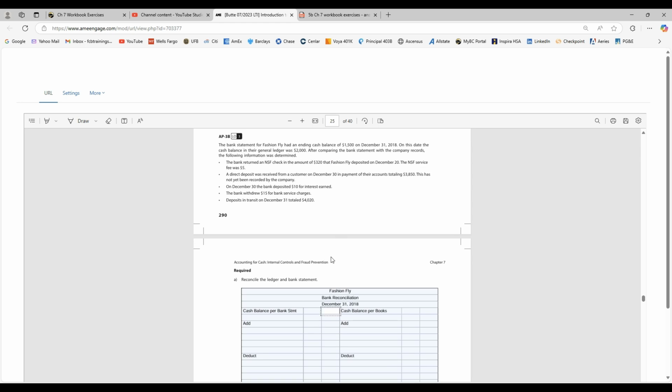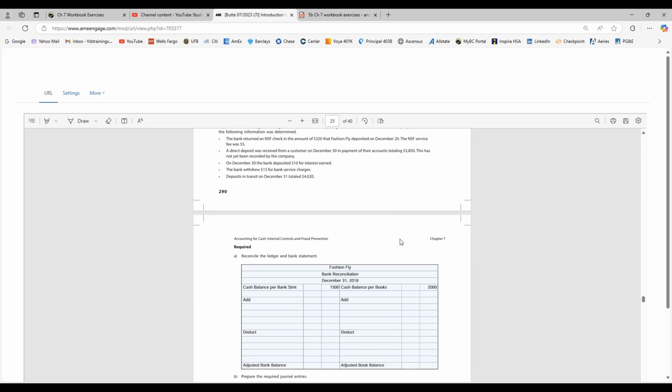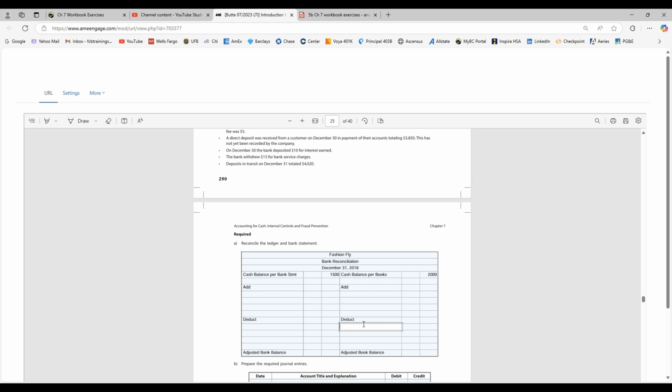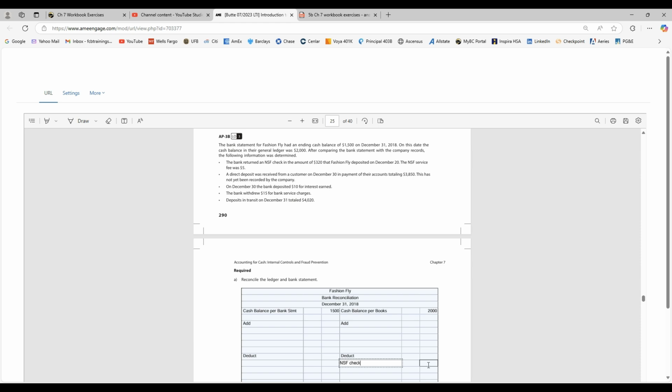Okay, so the first thing we always want to do is get the balance we're going to reconcile. The bank statement had a $1,500 balance, and books was $2,000. Then let's look at what we got here. We have an NSF check that got bounced back, $320. Remember, we have to deduct that from our cash balance because we thought we had the money, but we did not. We also had an NSF fee, so that's a bummer, and we got hit with a $5 fee there.